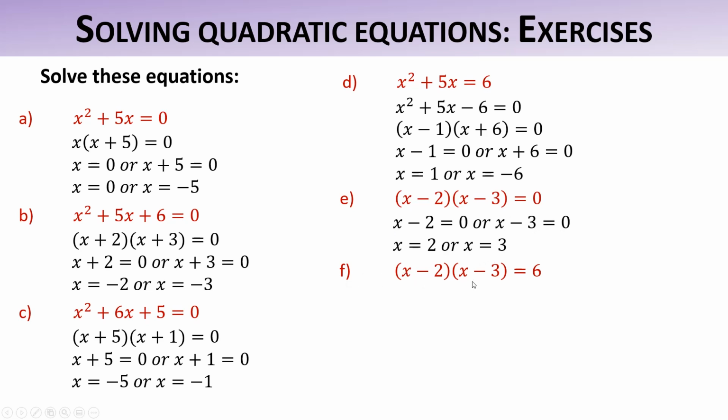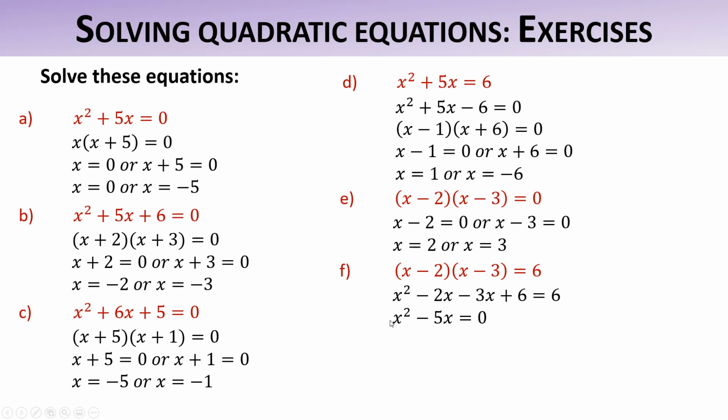In the final exercise, we are less lucky. This is a product, but the result is 6, not 0. So we'll have to simplify this entire product first and then remove the 6 on the other side. So we're going to multiply this out, x squared minus 3x minus 2x and then plus 6 equals 6. Well, it's going to be relatively easy then. We can simplify these two terms, we can bring them together. So we get x squared minus 5x plus 6 equals 6. And then if we subtract 6 on both sides, we just get x squared minus 5x equals 0.